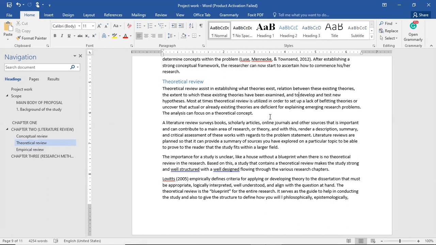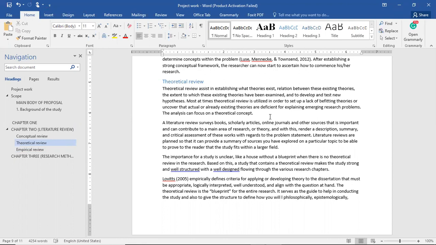Now, the theoretical review's importance in the work is that it assists you as a researcher in establishing what theories exist in the field within which you are undertaking the study, and the relationship between these existing theories and to what extent these theories have been examined, to develop and also test new hypotheses. Because take note, in your chapter 1, you are also going to state your hypotheses. Whether you have your null hypothesis or whatever, you state all the hypotheses over there. And so the theories will be examined at this particular point, and we are going to link them to our hypotheses to see how they relate.